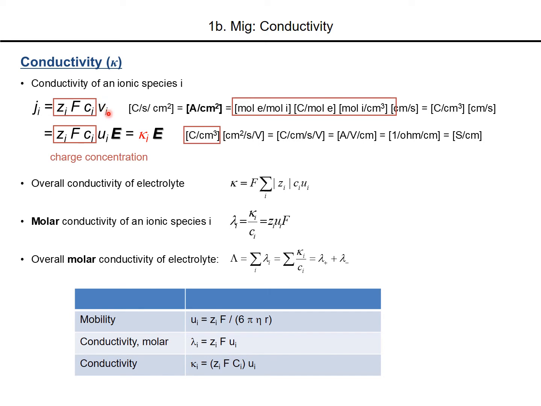And this velocity can be described by the electric field with mobility. Then the first four terms are defined as the conductivity of species i, kappa_i. The unit of kappa_i is siemens per centimeter, or ohm to the minus 1 per centimeter. So conductivity consists of two terms. The first one is charge concentration, and the second term is the mobility of each charge.